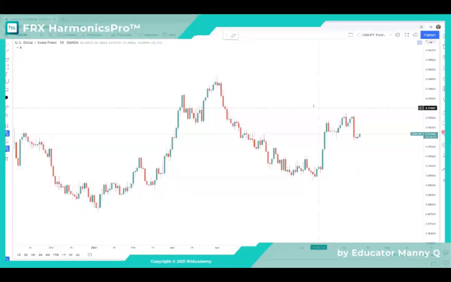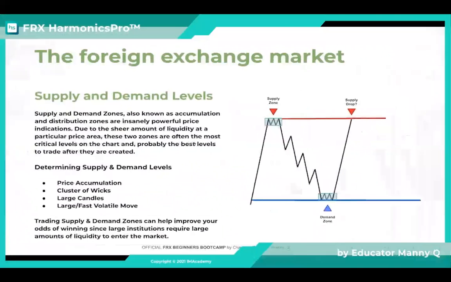So looking at USD CHF, one thing that you'll notice is that there's going to be something known as price accumulation and cluster of wicks. These are the first two ways that you can help identify if an area is going to be at a level of supply and demand, because there are, in fact, supply and demand strategies that you can trade in the market. But let's just look at determining supply and demand levels so that we can potentially enter them when we get back to it.